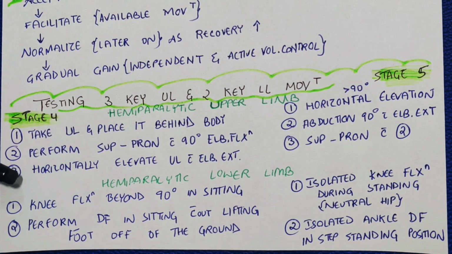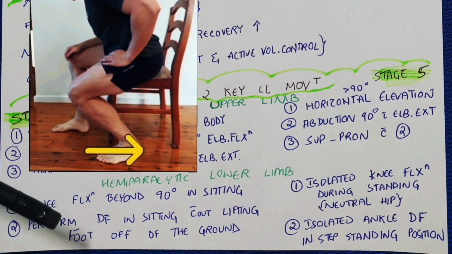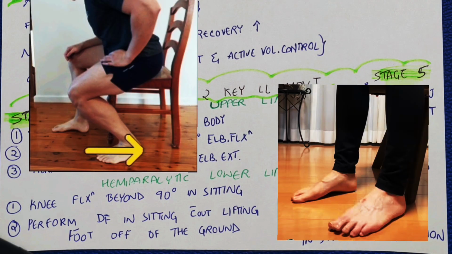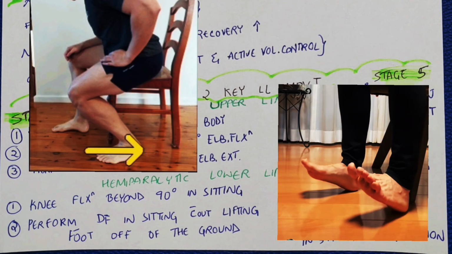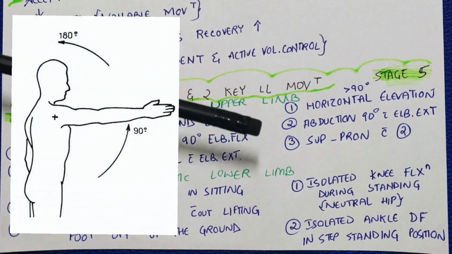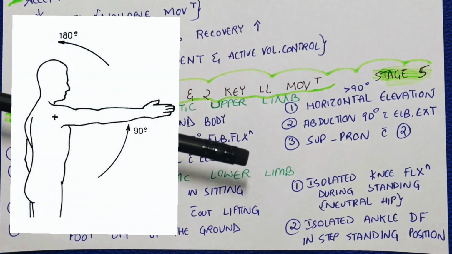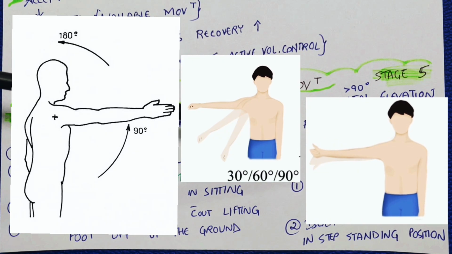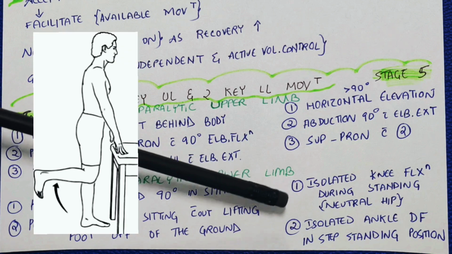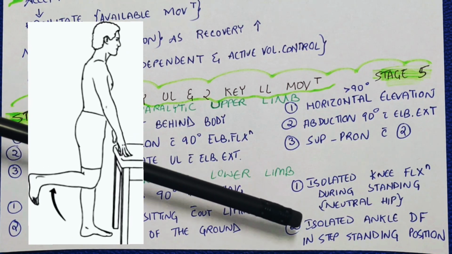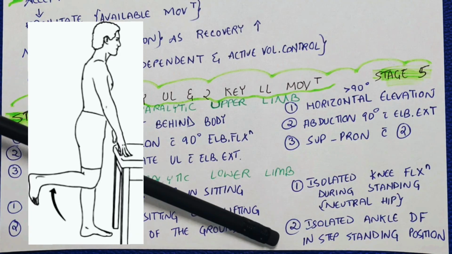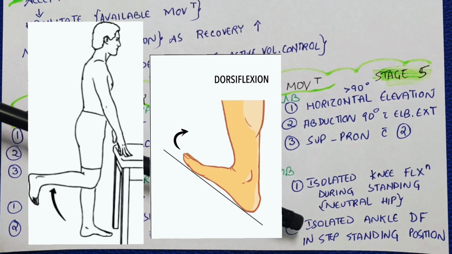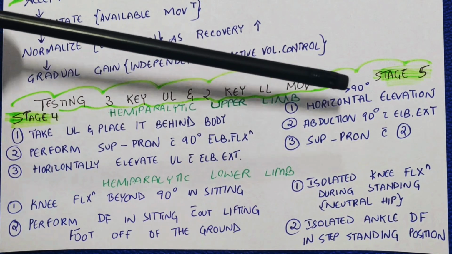So the lower limb has to be tested as well: the knee has to be flexed beyond 90 degrees in sitting by sliding the foot. Secondly, perform dorsiflexion in sitting without lifting the foot off the ground. If the person can perform horizontal elevation beyond 90 degrees or abduct the shoulder to 90 degrees with the elbow extended, and supinate or pronate in the abducted shoulder 90 degree, elbow extended position, and isolated knee flexion during standing, keeping the hip extended or keeping the hip neutral. Secondly, isolated ankle dorsiflexion in the step standing position. Then we can say that the person has arrived at stage 5.